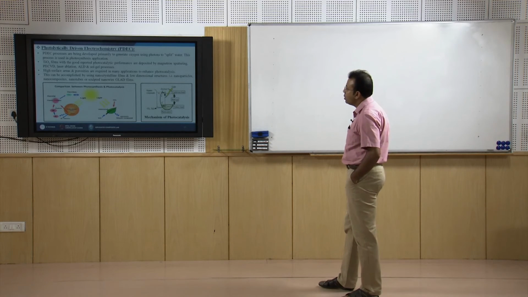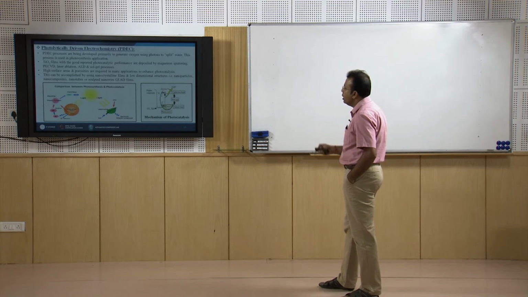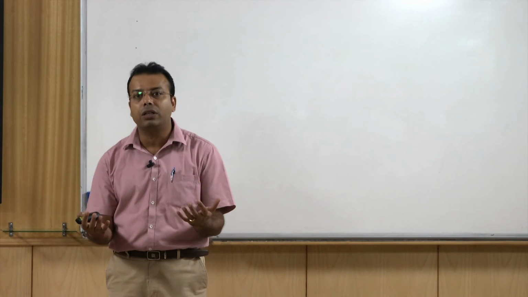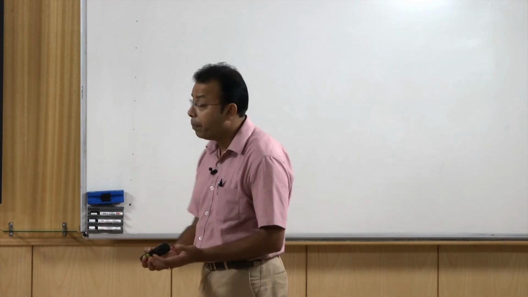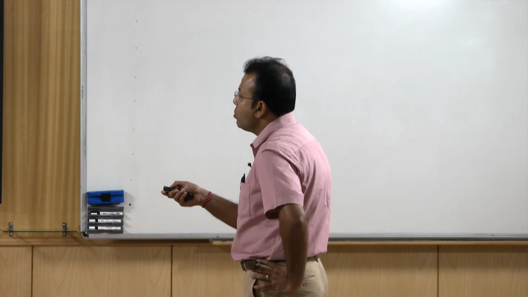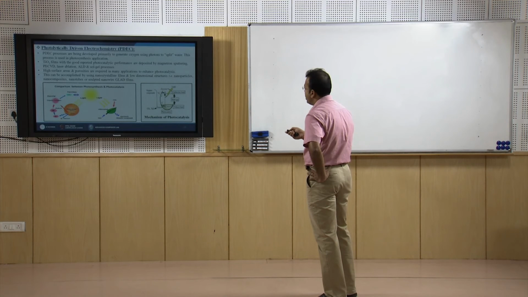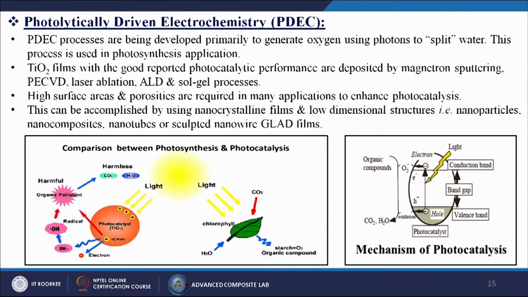Next, we are going to discuss photolytically driven electrochemistry. Generally, we use these materials for hydrogen storage, water splitting, and generation of hydrogen and oxygen. Here we use titanium dioxide films with good reported photocatalytic performance, deposited by magnetron sputtering, PECVD, laser ablation, ALD and the sol-gel process. Not only that, this can be accomplished using nanocrystalline films and low dimensional structures like nanoparticles, nanocomposites, nanotubes, or sculpted nanowire GLAD films. So, these are all applications.